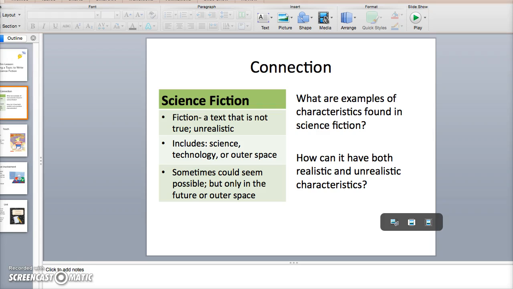So today we are going to begin planning our own writing using science fiction elements, and we are going to learn how to use a strategy to help us come up with a specific topic to write about. So one of the ways that we can get ready to write is to close our eyes and think about images that we see in the story. So we're going to talk about different examples and characteristics that are found in science fiction and how it can both be realistic and unrealistic.